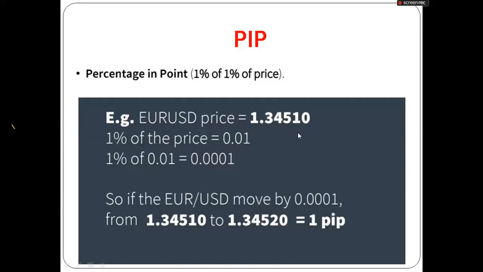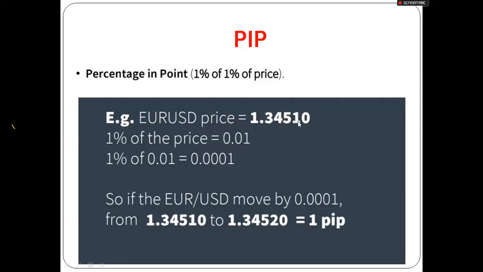I'll take it again for the last time so you can get it clear. Now, if you buy EUR/USD and you bought it at 1.3451, disregard this last figure, this last 0, disregard it.